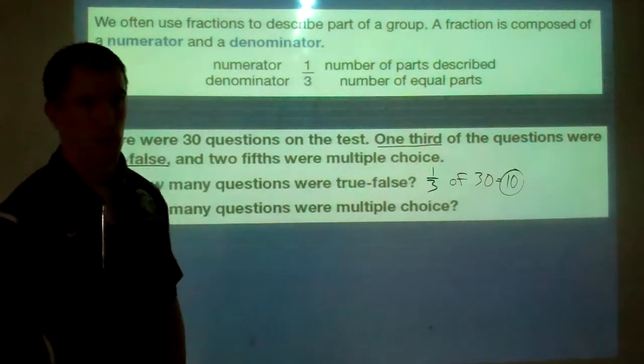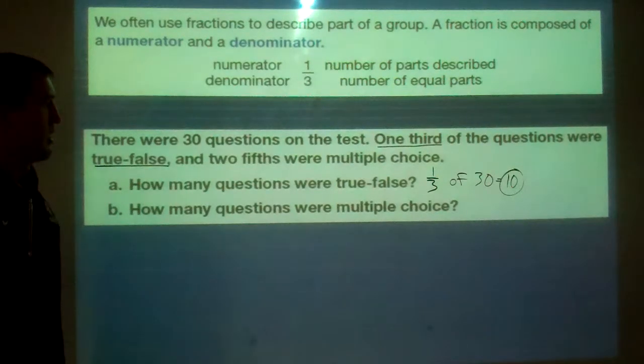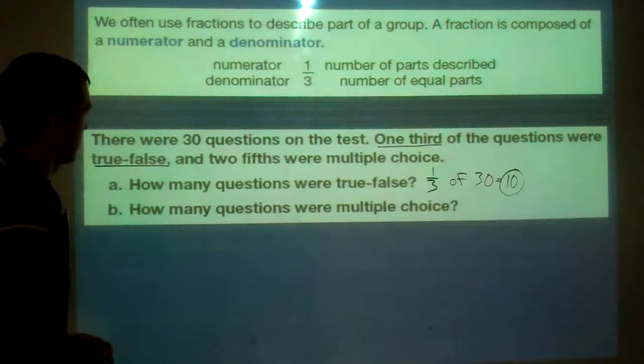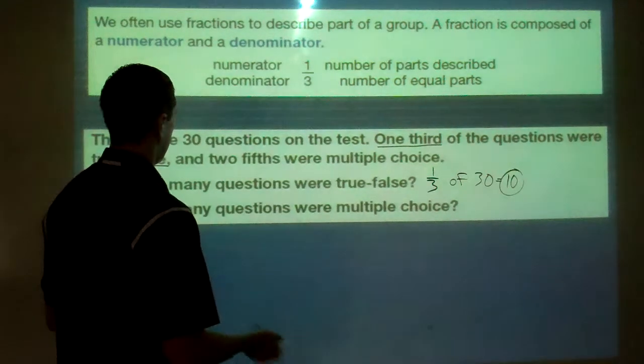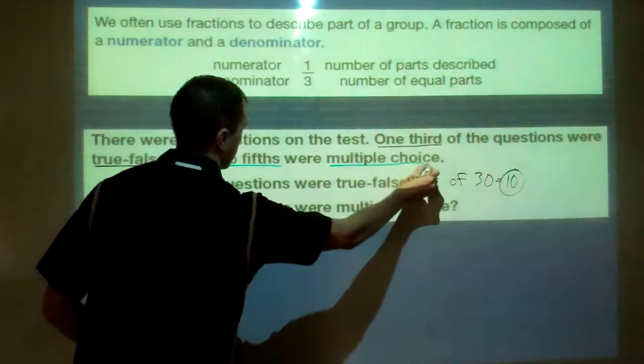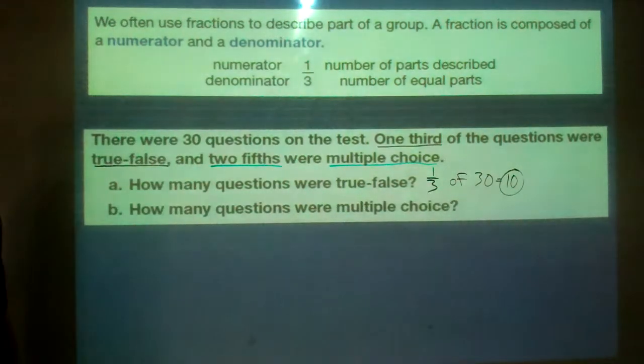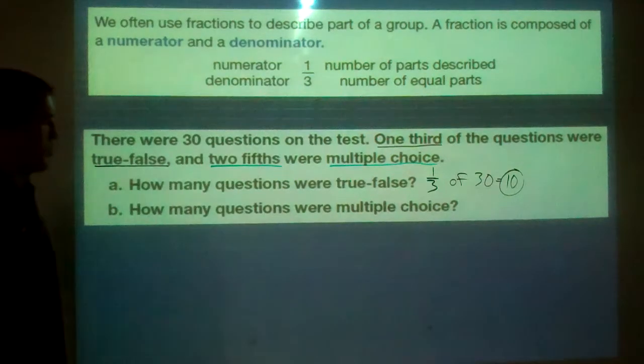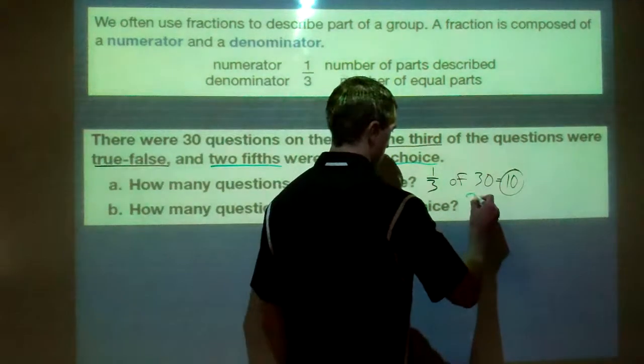We could use any of those same setups to figure out B, how many questions were multiple choice. And it says 2/5 for multiple choice. Alright, I'll set this up the same way as that one. 2/5 of 30.